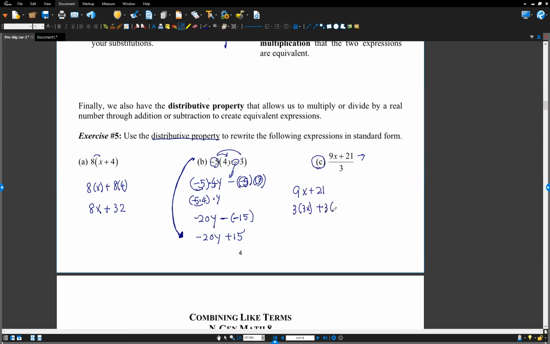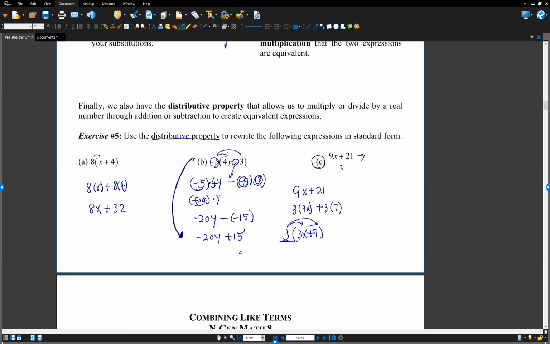21 is what? 3 times 7, isn't it? This is distributed. 3 moves to the front, and inside is what? 3x plus 7. You can do it this way: 3 times 3x plus 3 times 7, right? This is what we call the common factor.